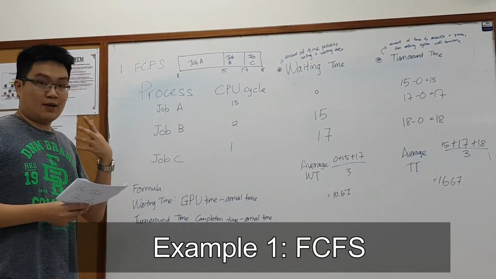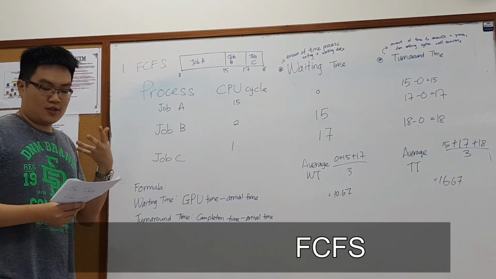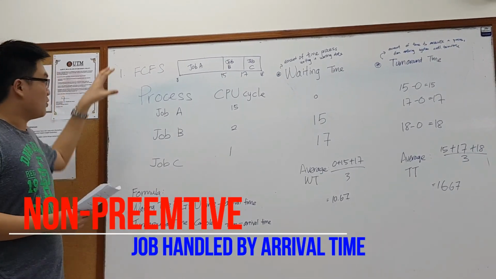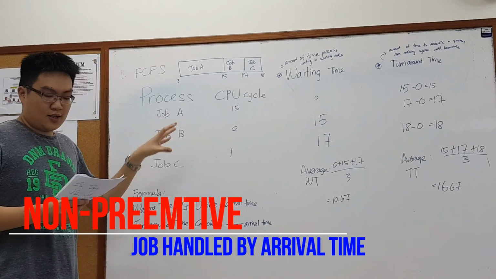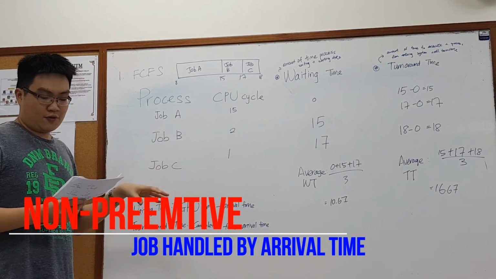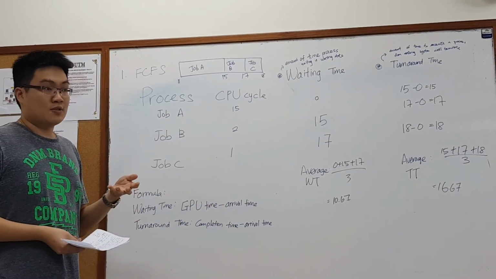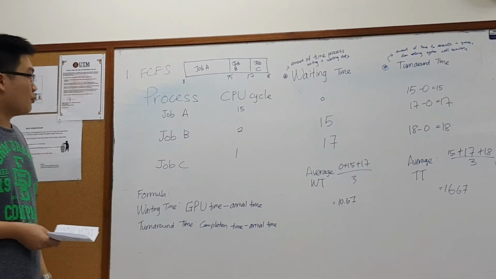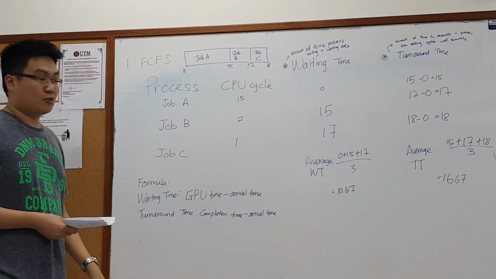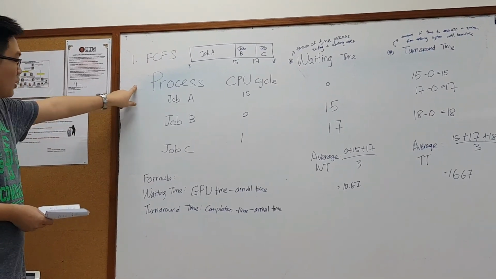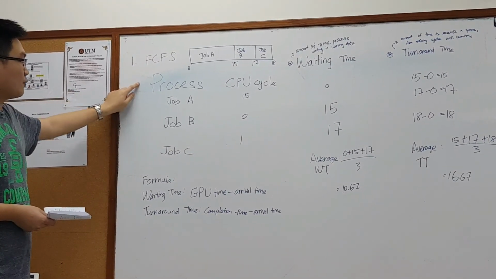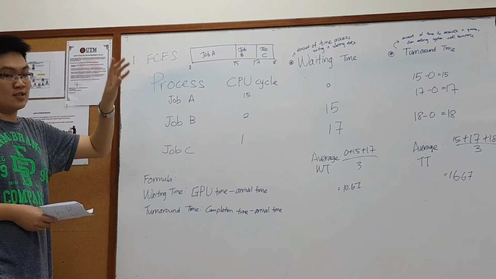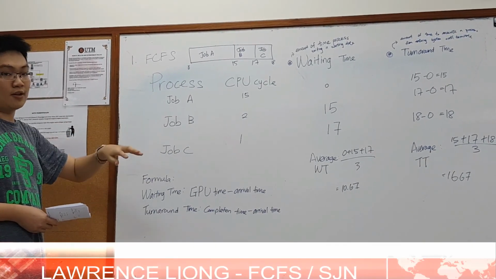This is a non-preemptive algorithm, and jobs are handled based on arrival time, using the concept of earlier job arrive, earlier job serve. It's a simple algorithm based on FIFO, first in first out. Let's proceed to one of the example questions. Here we can see the process and the CPU time, and we're using this example to calculate the average waiting time and turnaround time.